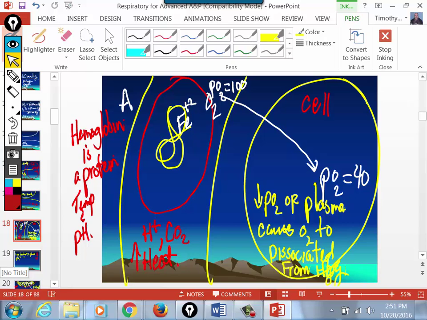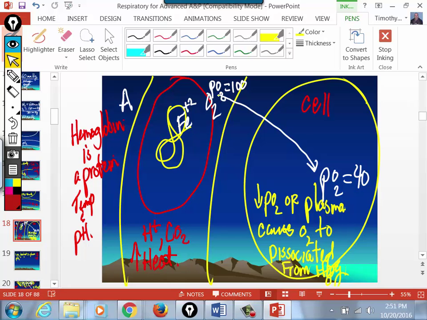So that's another thing that will cause more oxygen to fall off that iron and go into the cell. Now, let's look at this a minute. As you can see, if the cell becomes more metabolically active, the PO2 within the cell is going to drop, right? Because it's using more oxygen. So the pressure of oxygen inside that cell is going to drop.